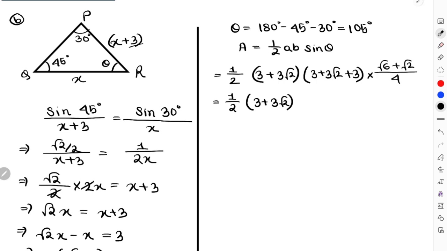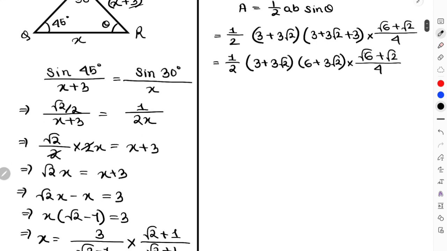and this one will be what, 6 plus 3 root 2 times root 6 plus root 2 divided by 4. Obviously this 4 and 2 on the denominator will be multiplied and eventually create 8, and in the numerator now you have 3 root 2, 6 root 3, right?